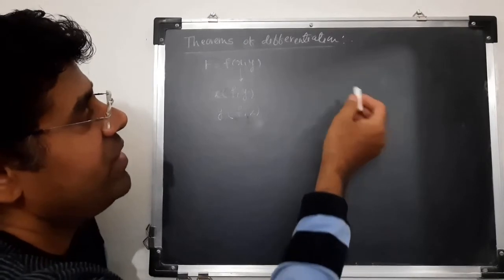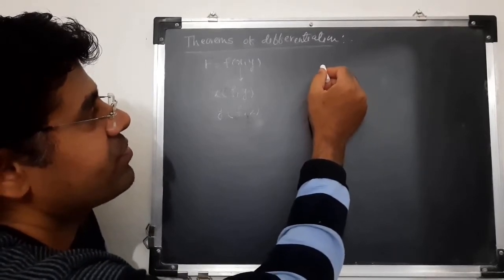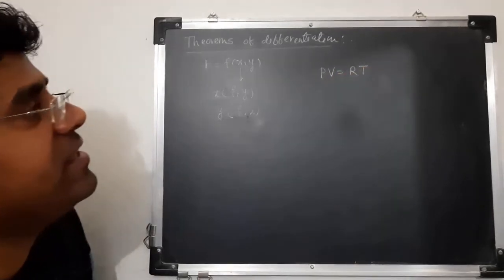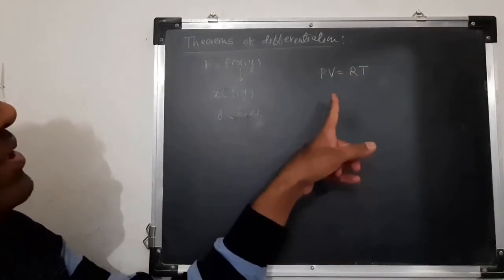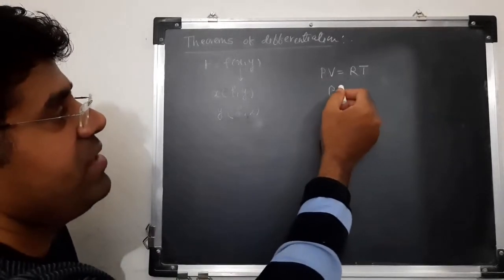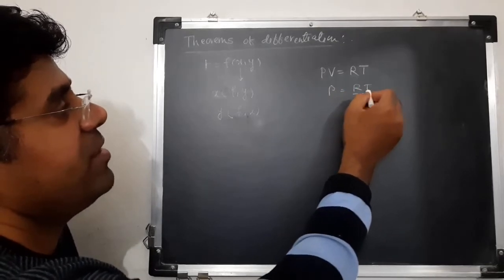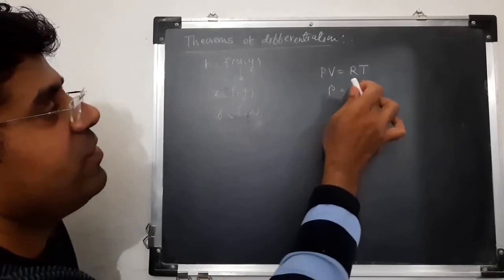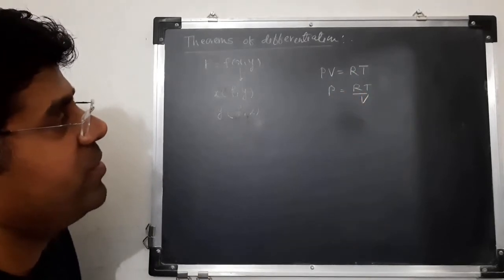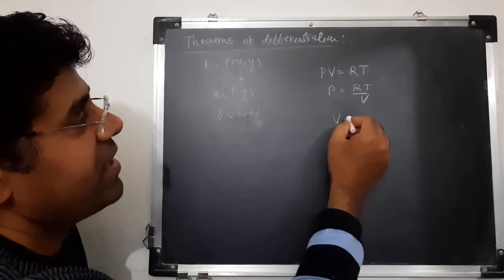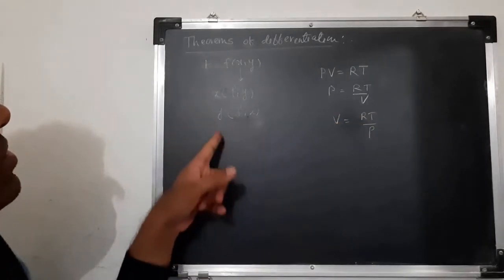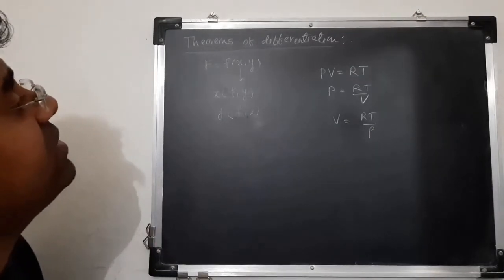As you know, we have PV is equal to RT. This is the ideal gas equation. So we can write P is equal to RT divided by V. So P is a function of the gas constant, the temperature and volume. And V we can write in terms of R divided by P. So this is one and the same thing, which we have to see here.